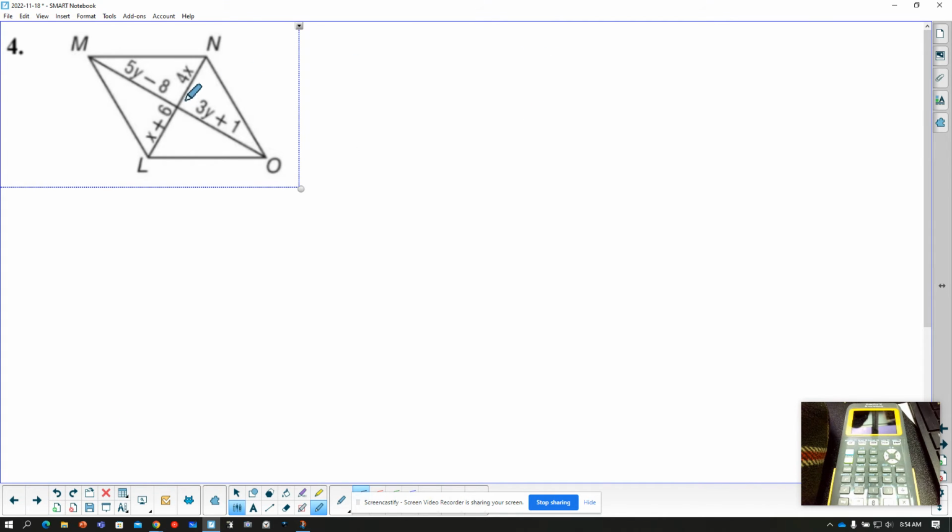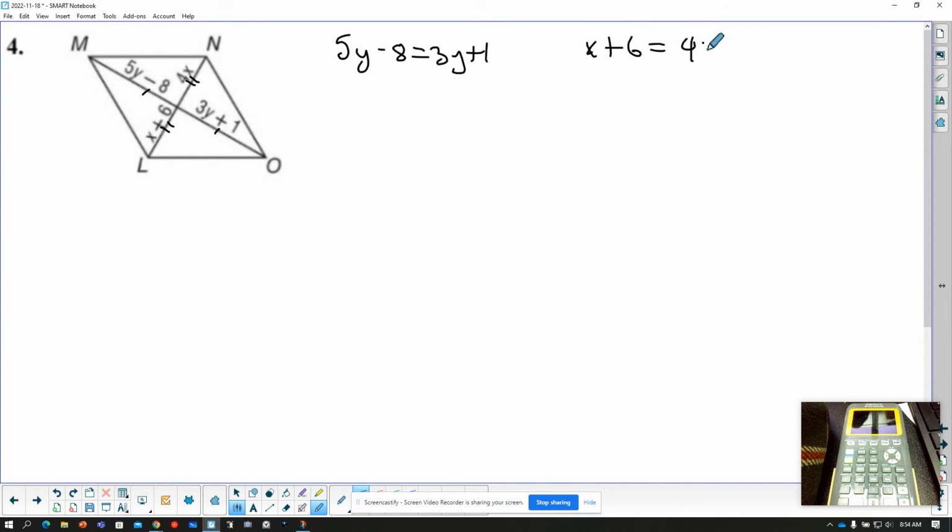Problem number 4. Diagonals bisect each other. Again, this is equal to this. This one is equal to this one. So 5y minus 8 equals 3y plus 1. And x plus 6 equals 4x. Solving this one first, I would subtract the 3y first. 5y minus 3y is 2y. 3y minus 3y is gone. We get 1. I would add 8 to both sides.